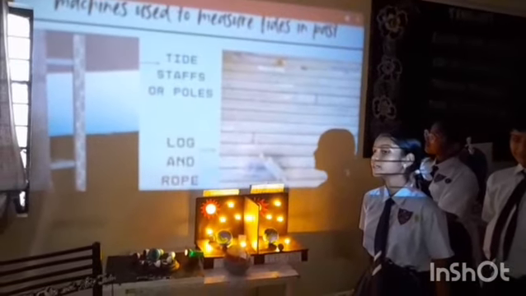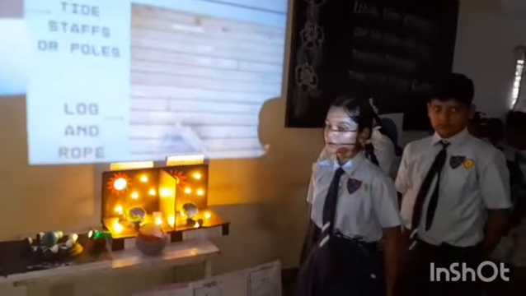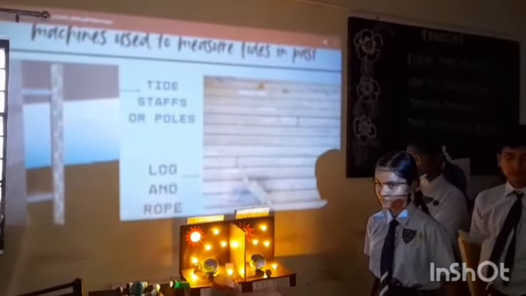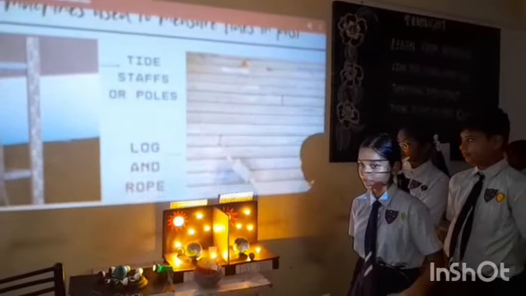Mariners also used simple methods like throwing a log attached to a rope into the sea and overboard gauge currents, making notes in logbooks to predict tides and currents based on celestial observations. But afterwards, more accurate instruments were invented.